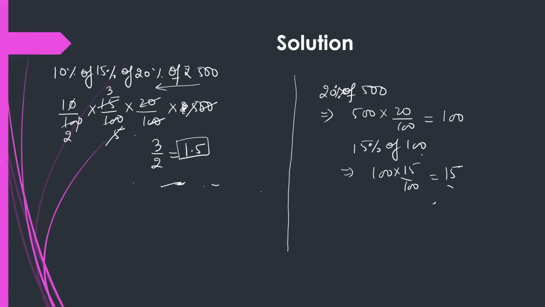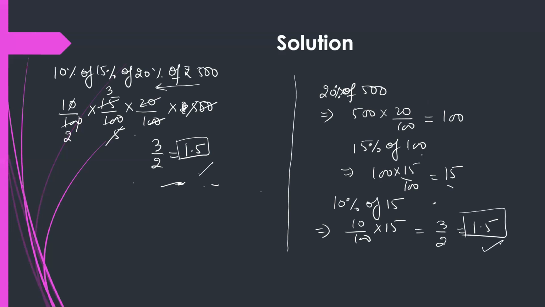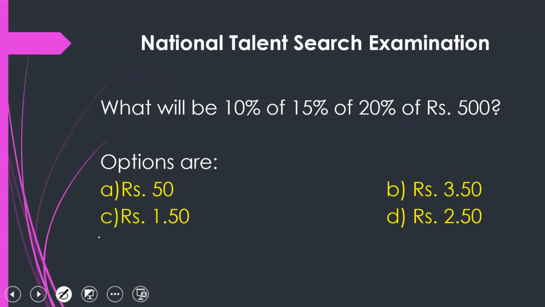And further, later on, you need to find out 10% of 15, right? Which is basically 10 over 100 multiplied by 15, which after solving will be again 3 by 2, which is 1.5. Anyway, you are getting 1.5 as your answer. Whichever way you feel is comfortable for you, go ahead with it. So rupees 1.5 is the right answer.